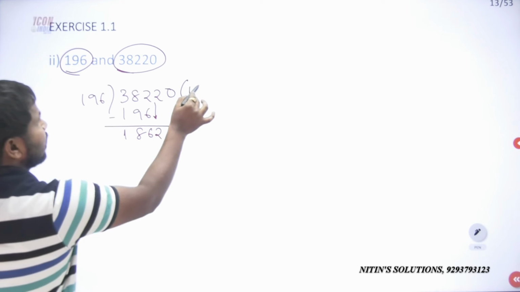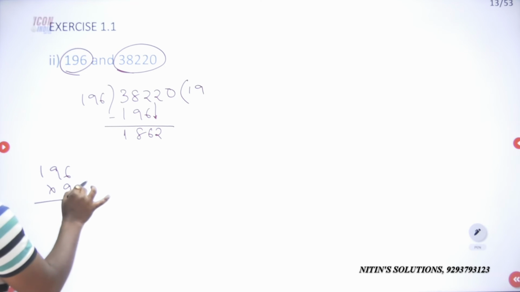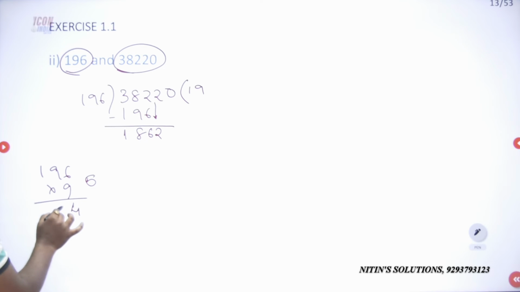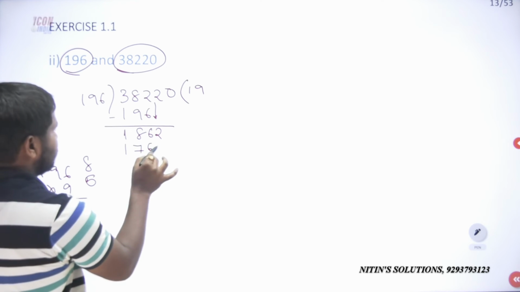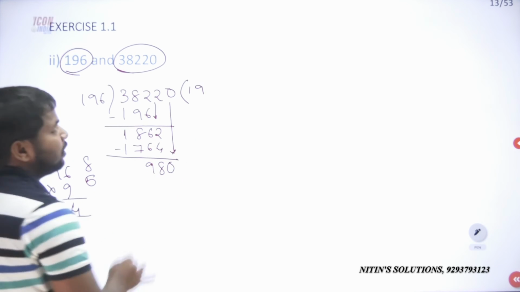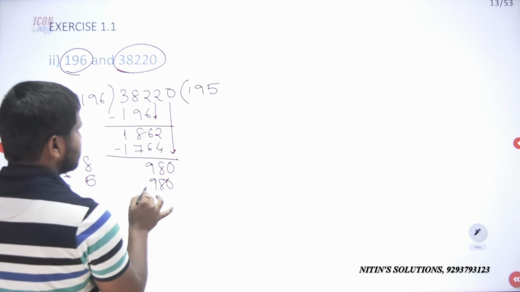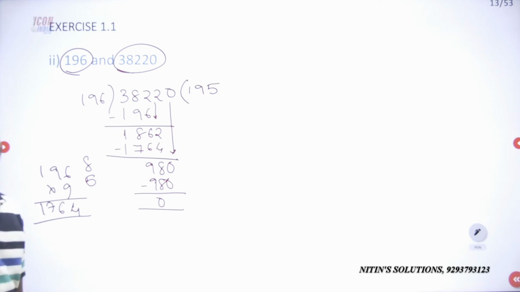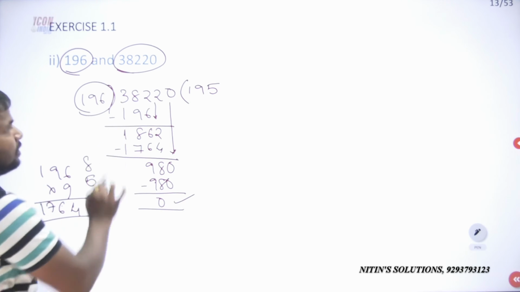Now 196 nines are 1764. By subtracting, here we will get 98. Now by dropping the 0, 980. Now 196 fives are 980, by subtracting, 0. So here as I got the remainder 0, the divisor will be the HCF, as we know.